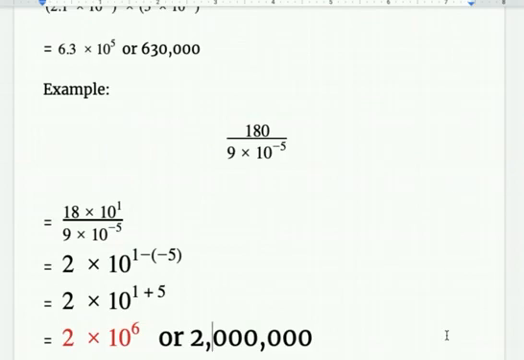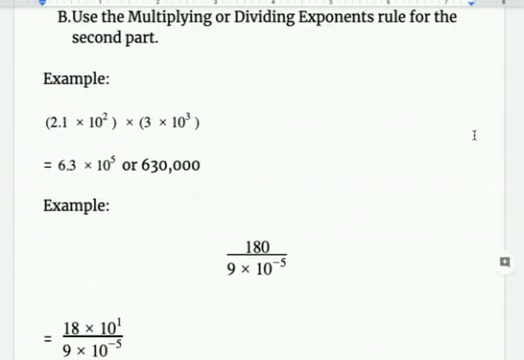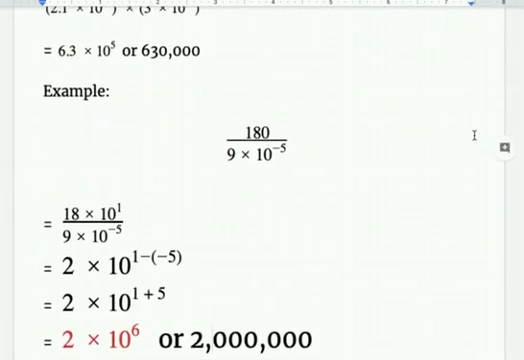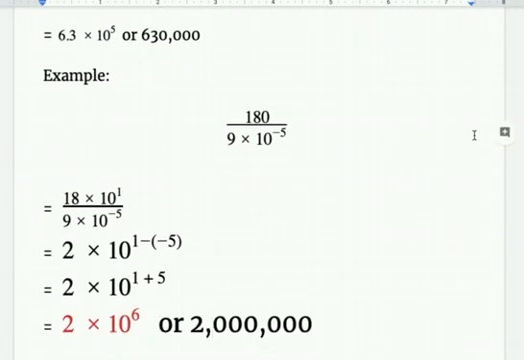It looks like a really difficult problem, but it actually wasn't that bad. Once you change it into your scientific notation, you're good to go. Normal division, just a subtraction here because of the exponents. So that's multiplication and division using scientific notation. Looks harder than it actually is. Let's take a look at some examples now.